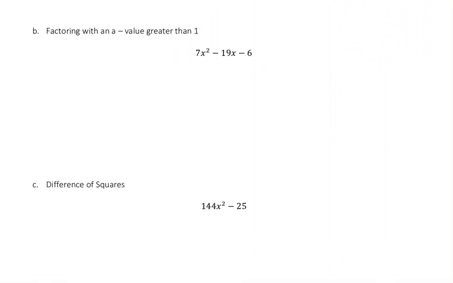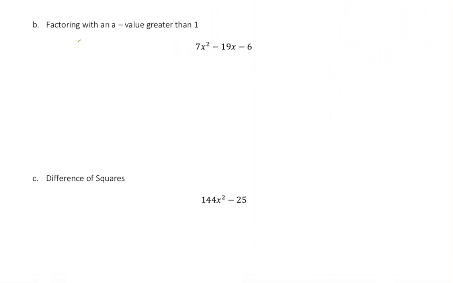When we look at factoring with an a value greater than 1, so our a value here is 7, that means that we can't do the method we just talked about. But I did say, let's check. Can we common factor something out of each of these terms? The answer is no, because you cannot factor 7 out of 6. You can't factor 7 out of 19. Those things don't work. So what you need to do is come up with your t-chart.